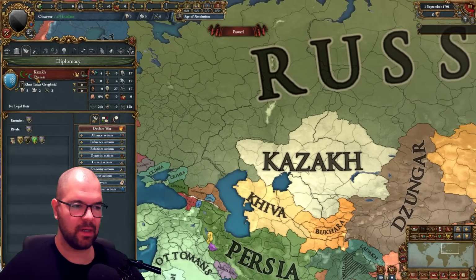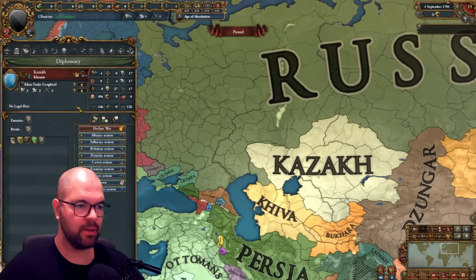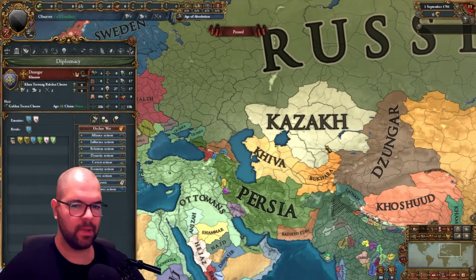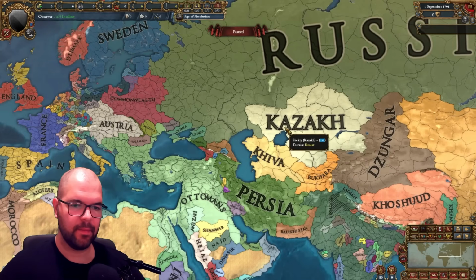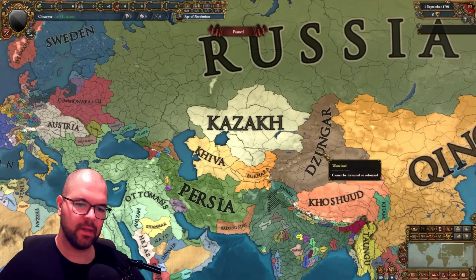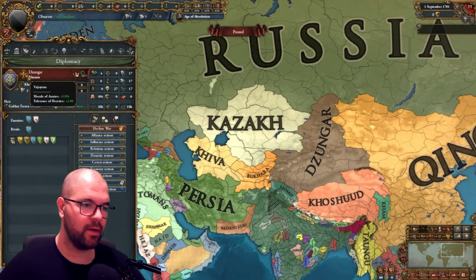Here we have Kazakh, ruled by Khan Tauke, Gengishid. They're not that strong, but compared to their neighbors, they are pretty okay-ish. I think the Kazakh nation used to be all the way over here. We have Khiva, Bukhara, and something I've never heard about, Dzungar. While they are pretty strong, and they are Vajrayana. Okay.